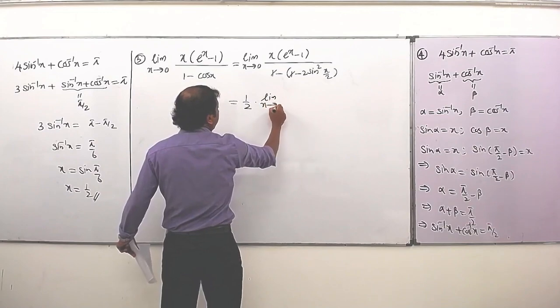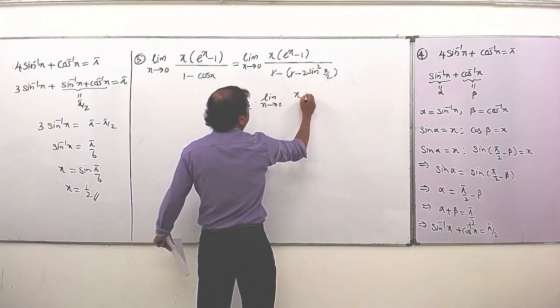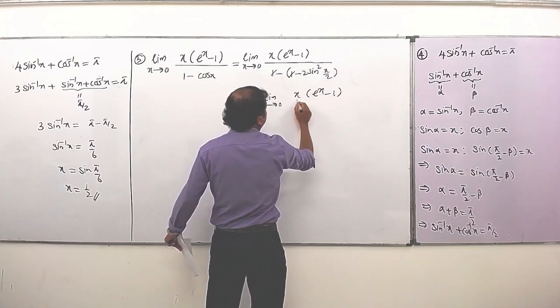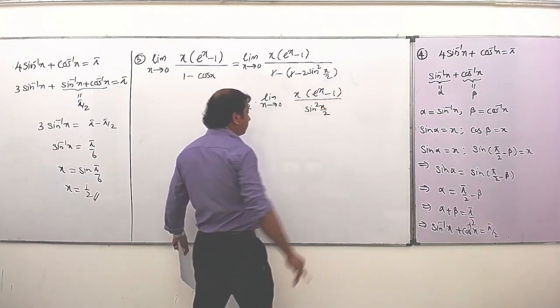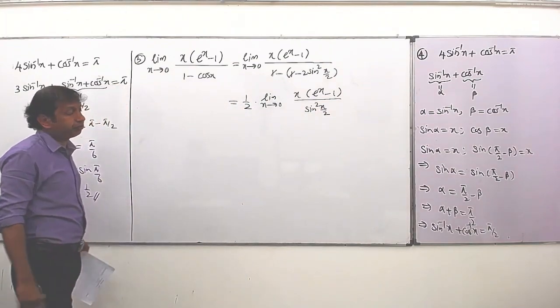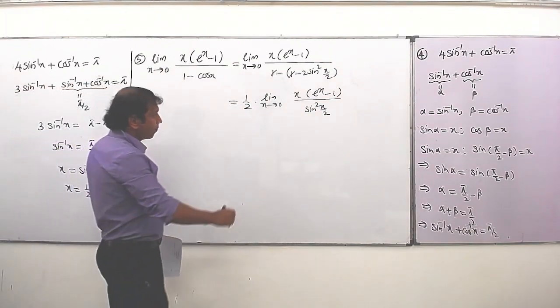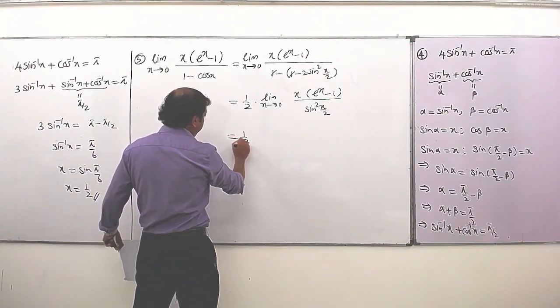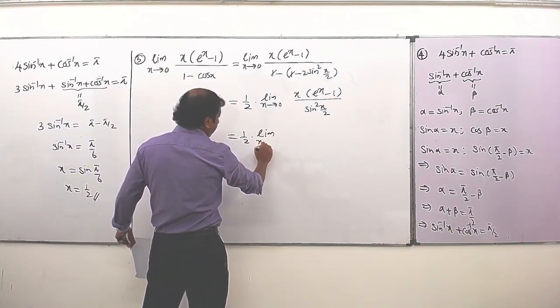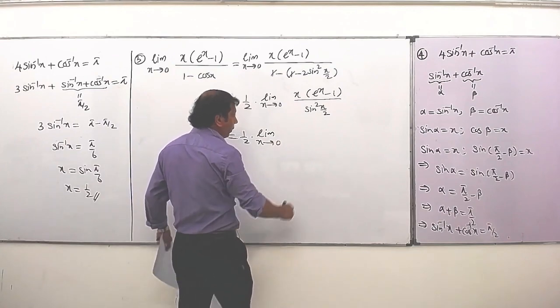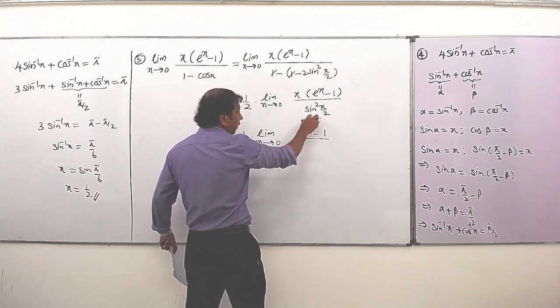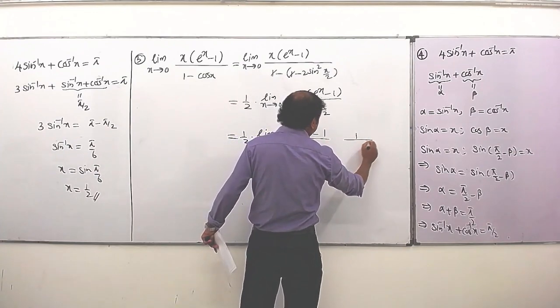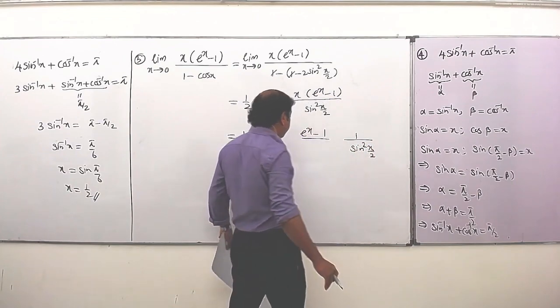Limit x going to 0. We have x times (a^x minus 1) divided by sine squared x by 2. Right, no? Now I can write this half, limit x going to 0, right? (a^x minus 1), right? This sine squared x by 2, I write like this, 1 over sine squared x by 2.